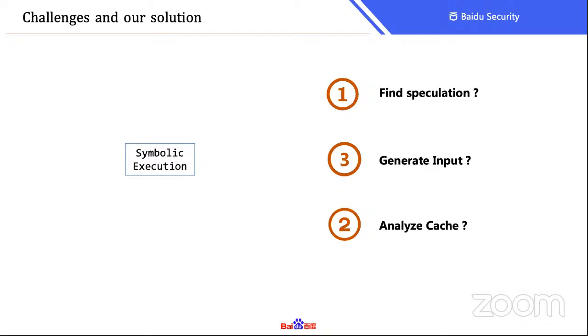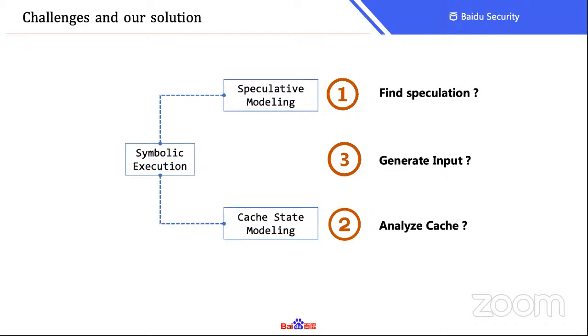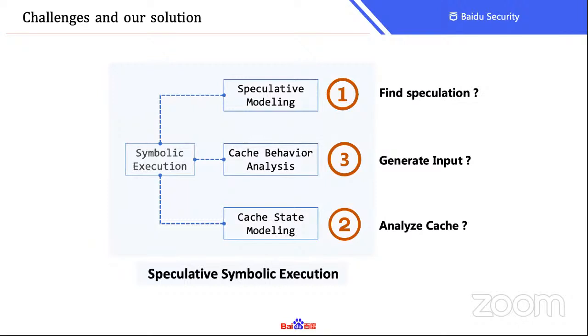In our work, we propose a symbolic execution-based method. For challenge 1, we develop the speculative modeling; for challenge 2, we develop the cache state modeling; and for challenge 3, we develop the cache behavior analysis. By integrating them together, we propose our speculative symbolic execution. And the 3 new components are the main contributions of our method.